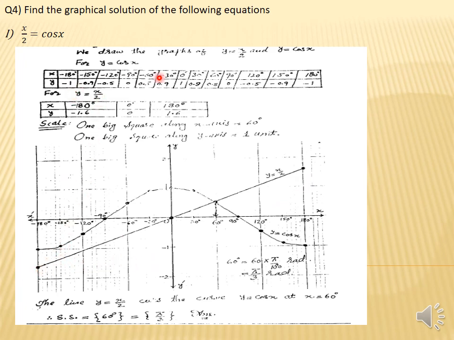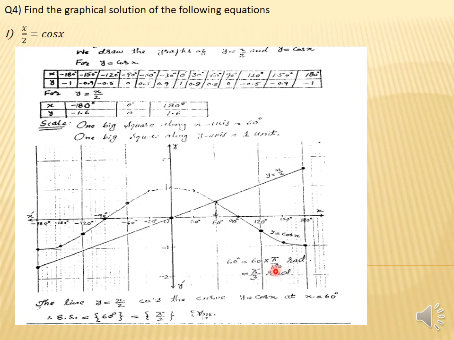For cos x, if we put 0 in the cosine function, what will we get? 1. If we put 30, then we will get 0.9. If we put 60, then we get 0.5. Then on the positive side the curve goes downward, and similarly on the negative side it also goes downward. Note that the graph of cos x forms in this way: the first loop is half on the positive side and half on the negative side, and similarly you can draw the further loops in the same way.